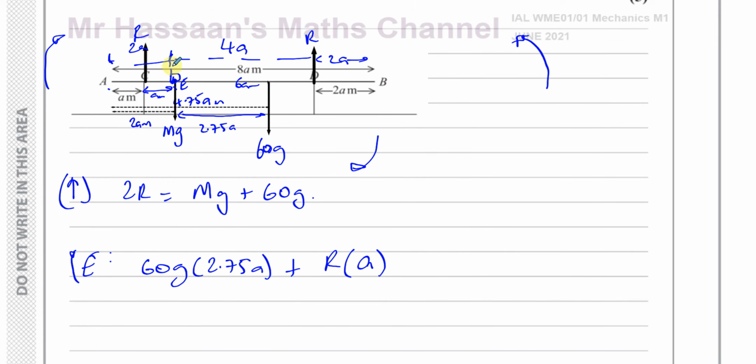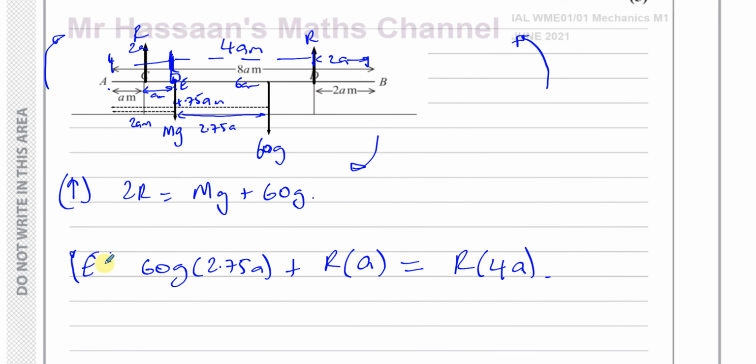The distance from the point D to the point E is 4A meters, because from this point to this point is 2A, and from this point to this point is also 2A. So what's left? 4A meters. So you've got to be careful about that. So that's equal to R times 4A.